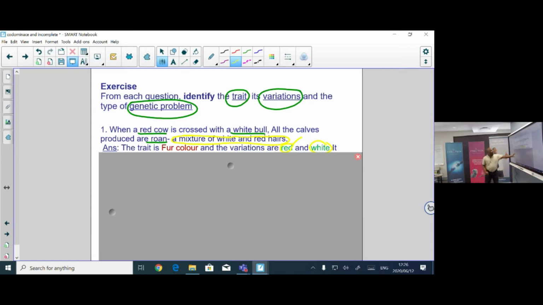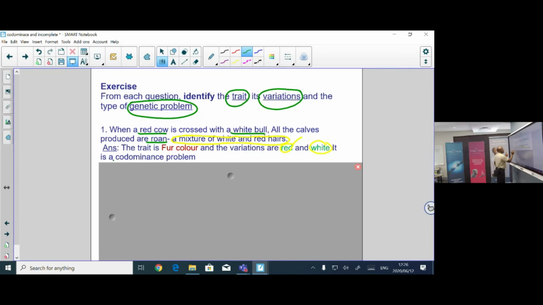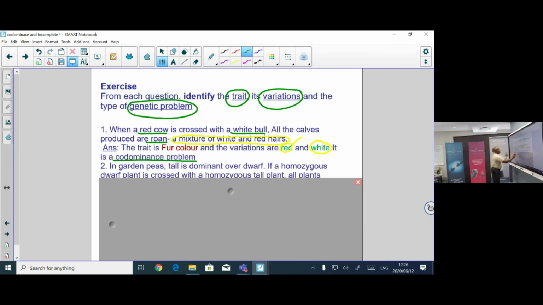Right. And obviously, it's a codominant problem. The genetic problem is codominant. Very simple. So understanding the question will help us not to cram the definitions, and will help us to solve genetic problems.